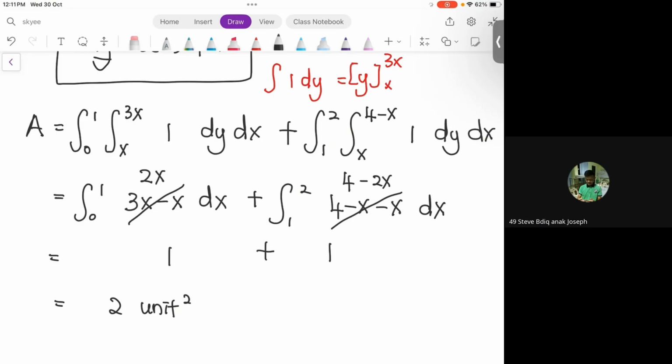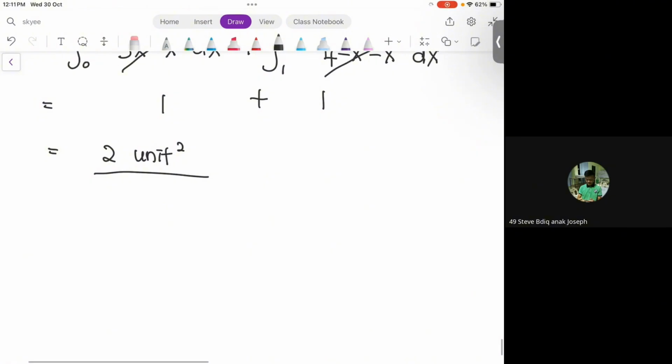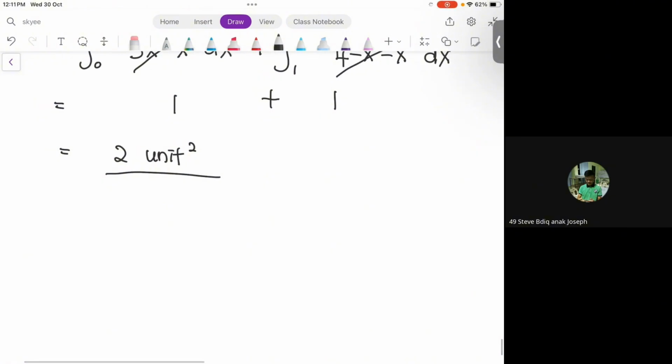How is it? Are you able to get this answer? It is 2 unit square. Okay, so I will move on to question D. This time we try to solve using horizontal. Question number 1D.